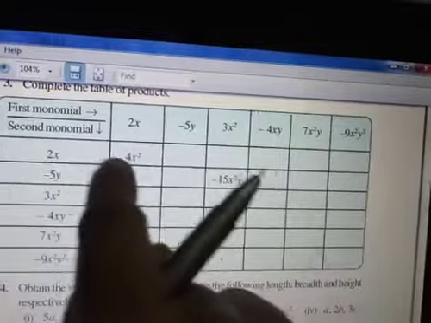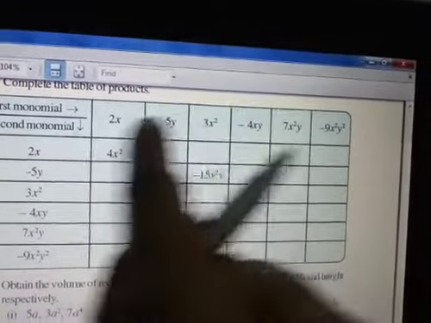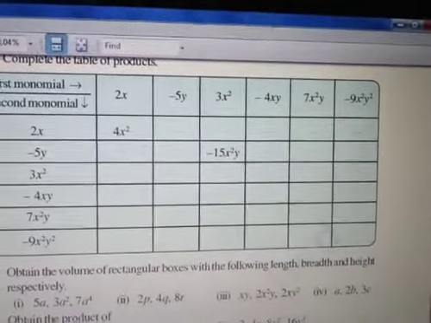2 into 2x, you should write it. Minus 5 into 2x, you should write the answer. Like that, you should multiply and you should complete this full table. That is your homework. Okay.